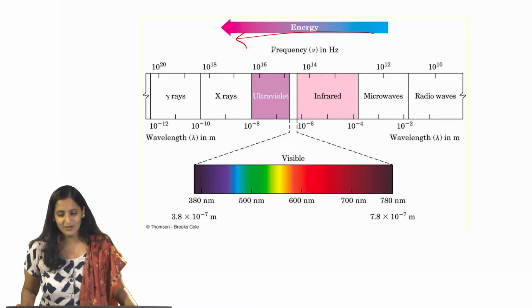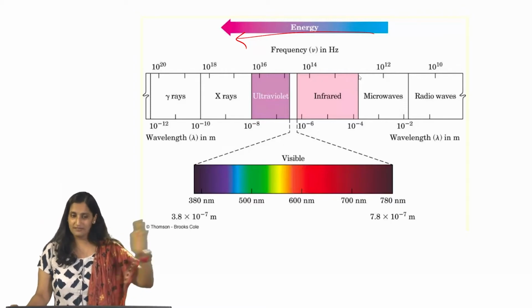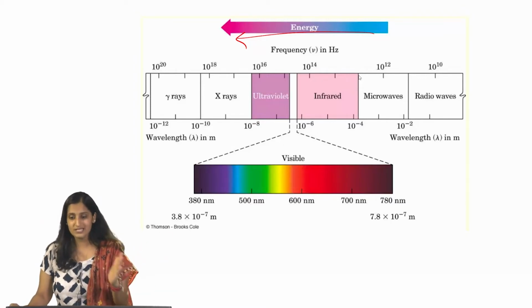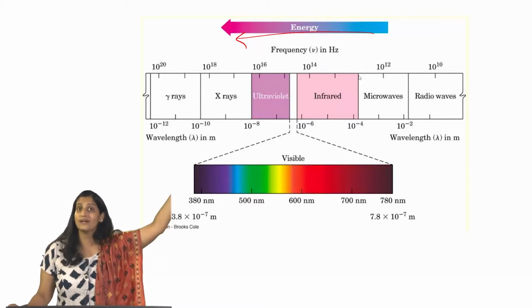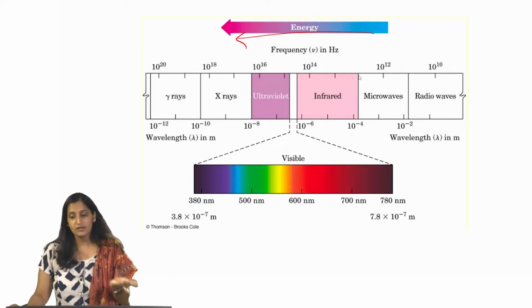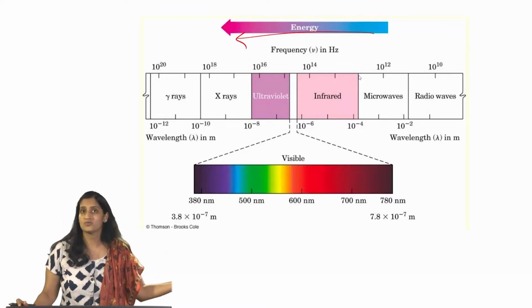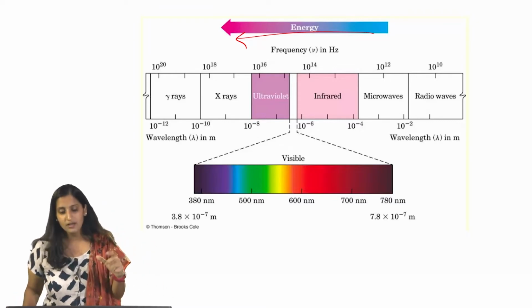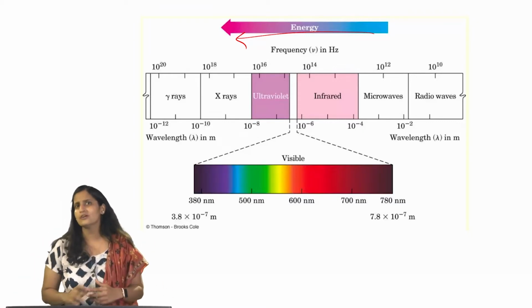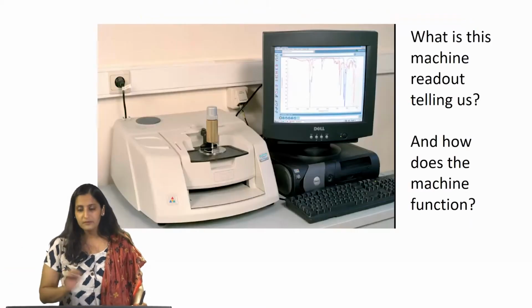Okay, so that's something you want to think about: as we go on increasing energy, the frequency is going to increase, right? As you can see, it goes from 10 raised to 10 to 10 raised to 20, whereas the wavelength goes on decreasing, from like 10 raised to minus 2 meters to 10 raised to minus 12 meters. So this is something very fundamental. I just thought of revising it before we actually go ahead and look at infrared.